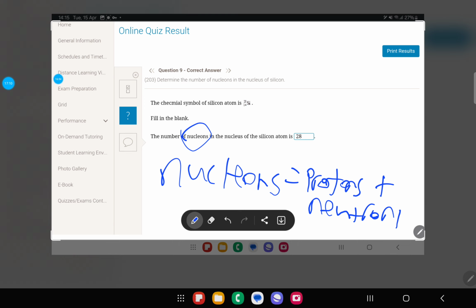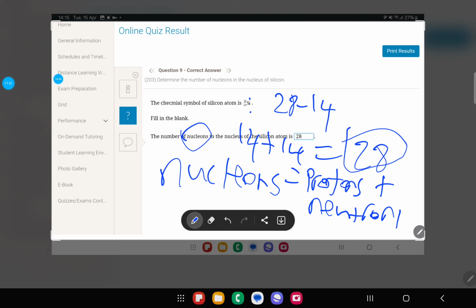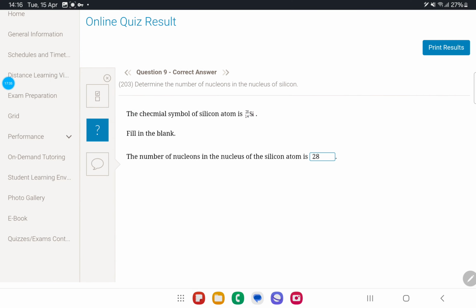Okay, so we're going to have to get the protons, which we already have, 14, plus the neutrons. How do we get the neutrons? We subtract the atomic number from the mass number. So it's 28 minus 14 equals 14. So 14 plus 14 is 28. That's the number of nucleons.